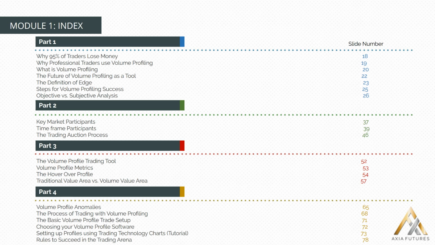In Part 4, we're going to move on to volume profiling anomalies, the process of trading with volume profiling, the basic volume profile trade setup, choosing your volume profile software provider, and then setting up profiles using trading technology charts, and then the rules to succeed in the trading arena. As you can see, it's quite a big overview of volume profiling, but once you complete all 4 parts, you'll have a very good understanding of the basic concept of volume profiling.